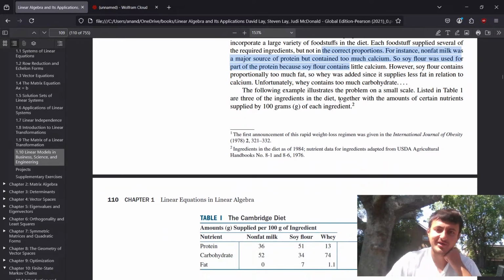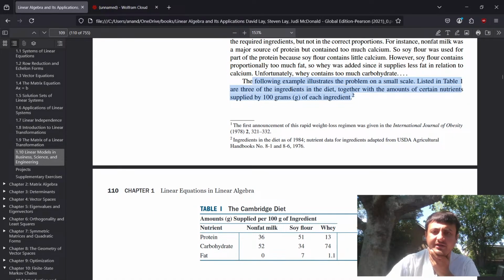I really like this problem. This problem is really fun. The following example illustrates the problem on a small scale. Listed in Table 1 are 3 of the ingredients in the diet, together with the amounts of certain nutrients supplied by 100 grams of each ingredient.